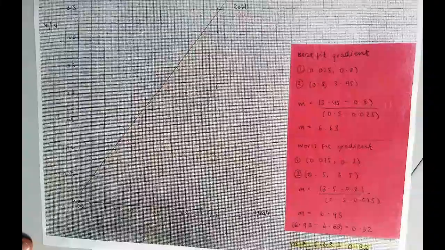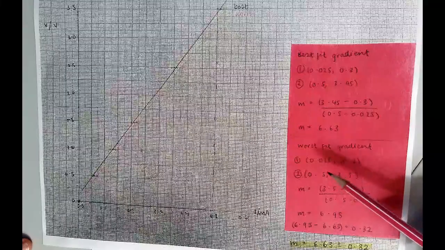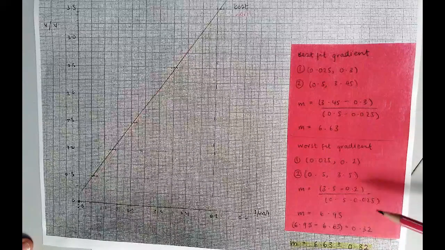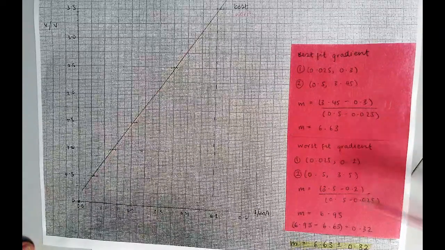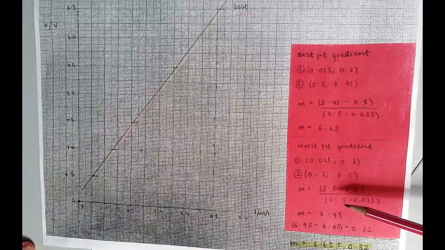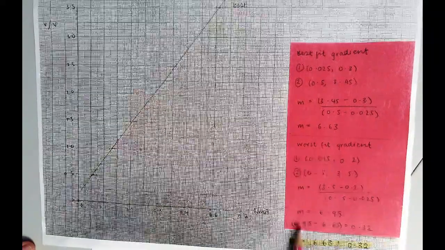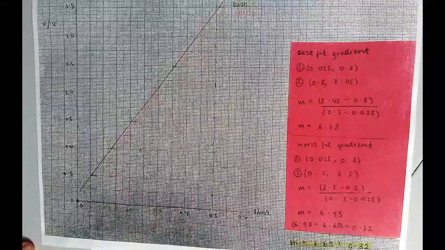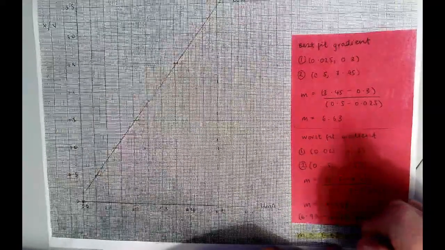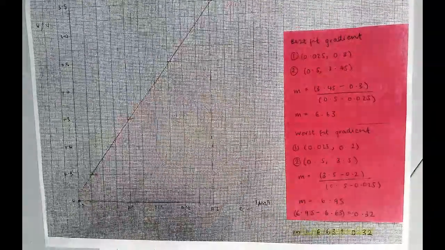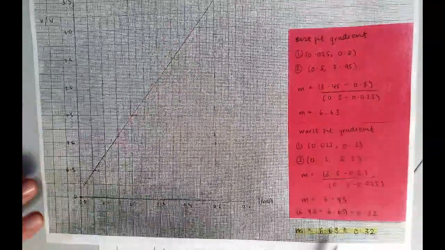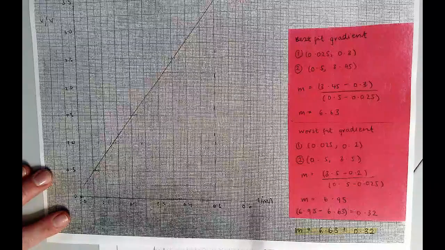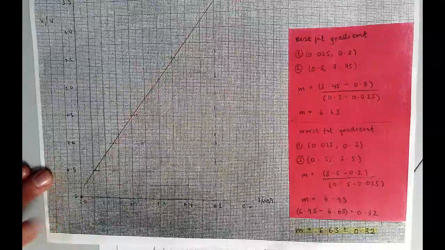I took 2 new points, found the gradient of my green line just by finding the gradient, as you always would, and I get a new value of 6.95. I find the difference between the 2, and that is my uncertainty. So this is my uncertainty in my gradient. So you should have got something along the lines of 6.6 plus or minus around 0.3.